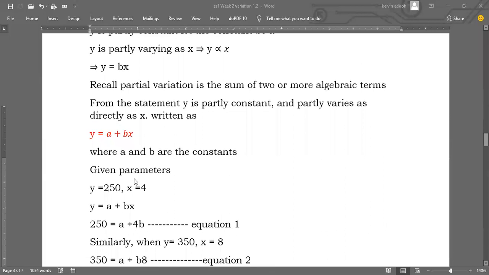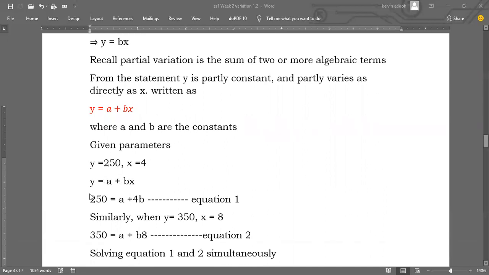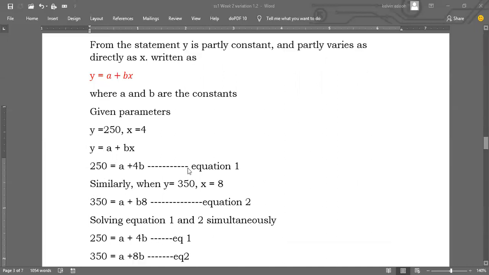They give us the parameters. They told us when y is 250, x is equal to 4. So what does that imply? We'll just substitute: when y is 250, you have 250 equals what? a plus 4b. Clear?